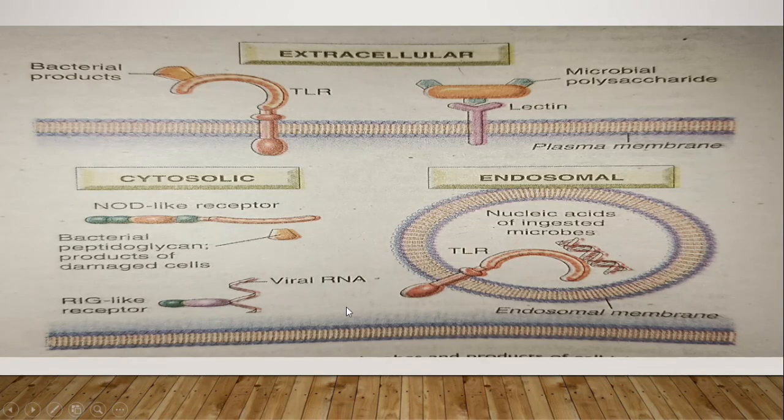Such receptors sense the PAMPs and DAMPs, that are the microbial products sensed by these receptors, that can be peptidoglycan, products of damaged cells, or bacterial products.